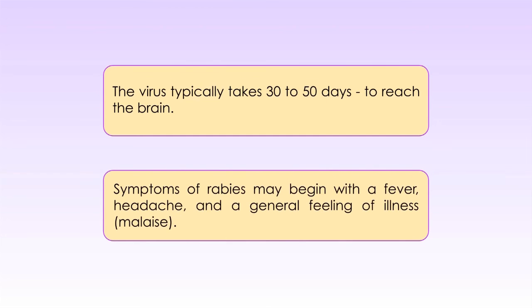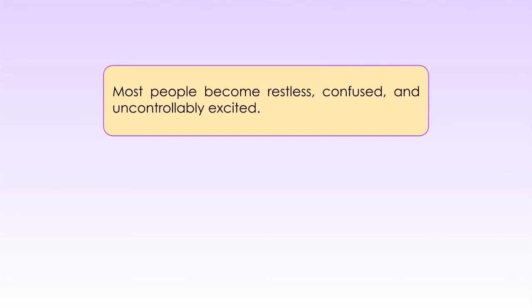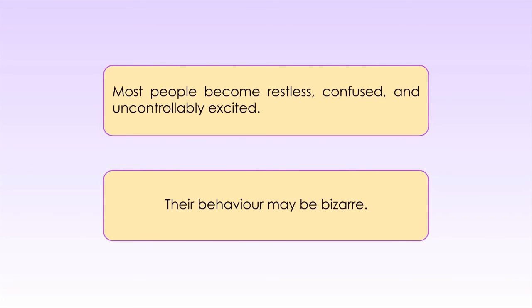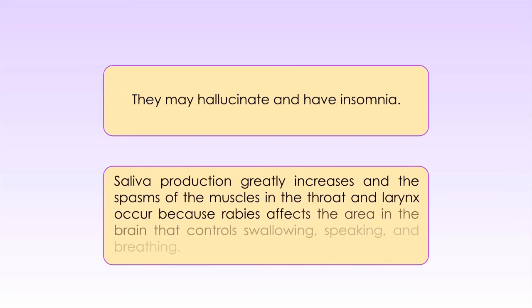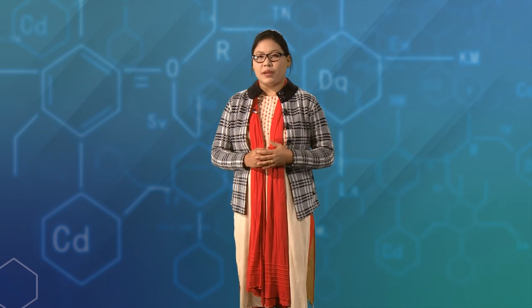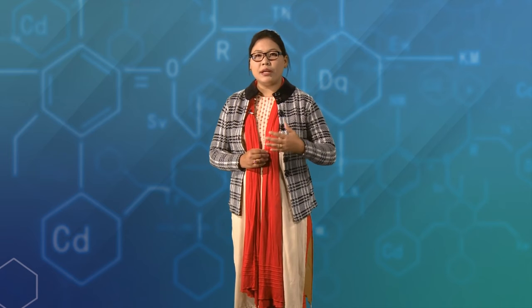And the symptoms of rabies may begin with a fever, headache, and general feeling of illness, which is known as malaise. So most people become restless, confused, and uncontrollably excited. Their behavior may be bizarre. They may hallucinate and have insomnia. Saliva production greatly increases and spasms of the muscle in the throat and the larynx occur because rabies affects the area in the brain that controls swallowing, speaking, and breathing. The spasm can be extremely painful. A slight breeze or an attempt to drink water can trigger the spasm.